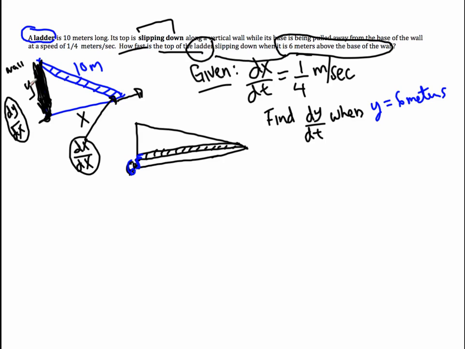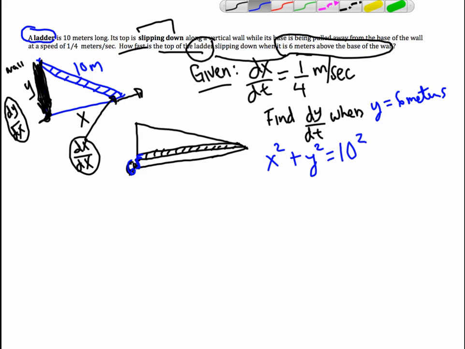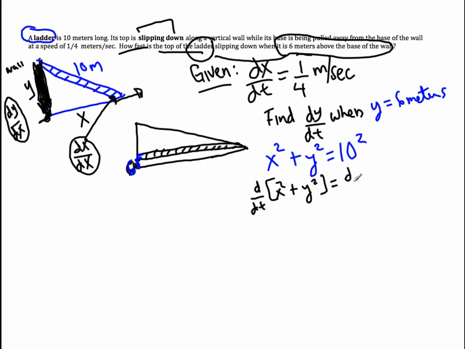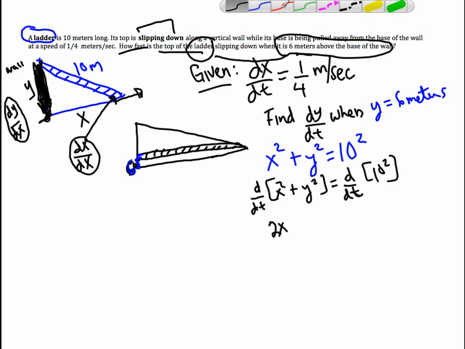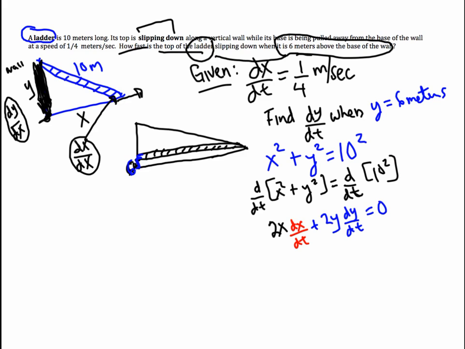What equation relates x and y with the 10 meters? Again, the Pythagorean theorem. I know that x squared plus y squared equals 10 squared. Differentiate with respect to time. The derivative with respect to time of x squared plus y squared, and of 10 squared. So 2x dx/dt plus 2y dy/dt equals 0.